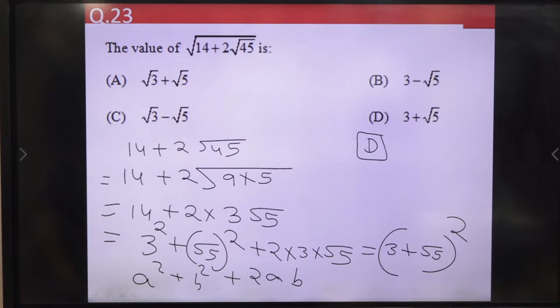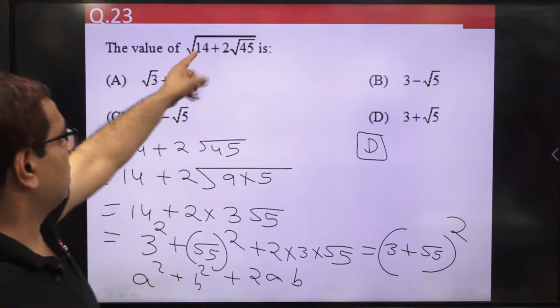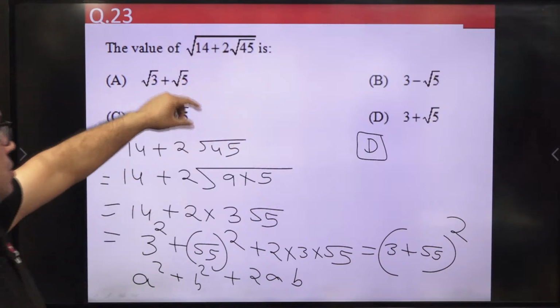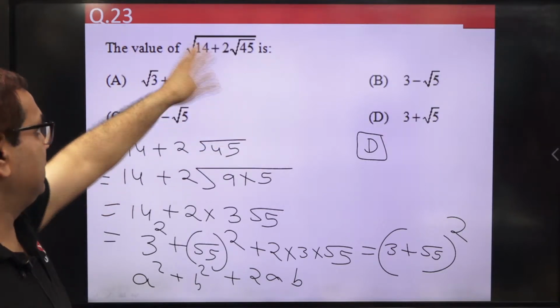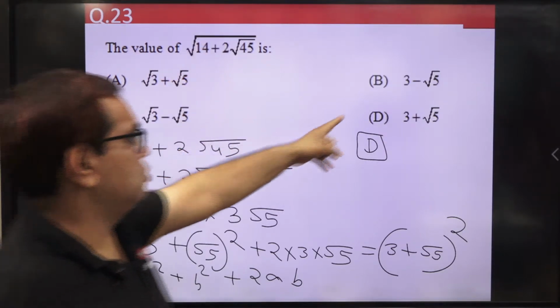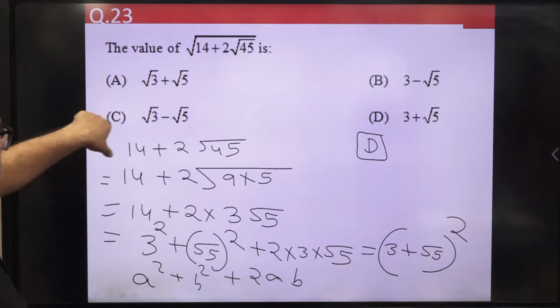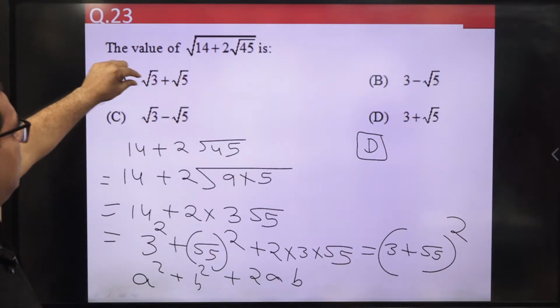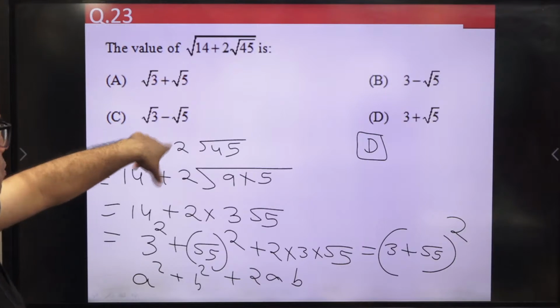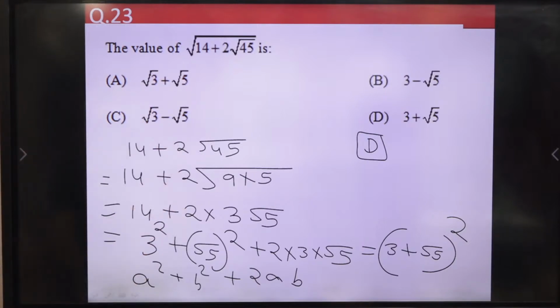You can do this activity or you can directly calculate by squaring those things. And one more thing you can see here: this is 14 plus something, so obviously it will be more than 3. So this is not more than 3, this is wrong. This is also not more than 3, right? And this is also not more than 3. So this logic you can also use. Now come to the next problem.